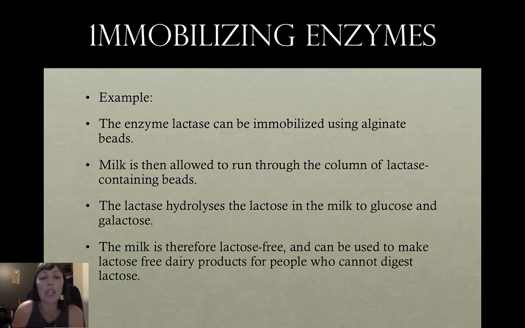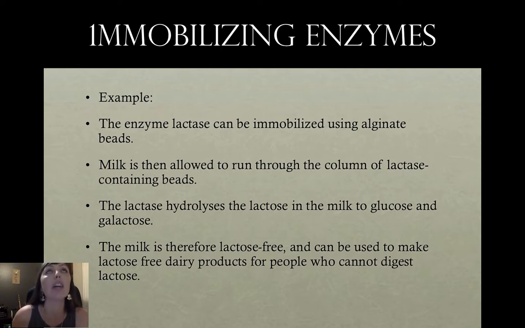So here's an example, the enzyme lactase. We know that's an enzyme because it has ase on the end, and we know it has to do with milk because it's that lact, right? Lactase can be immobilized using an alginate bead. Milk is allowed to run through a column of lactase-containing beads. The lactase hydrolyzes the lactose in the milk to glucose and galactose.